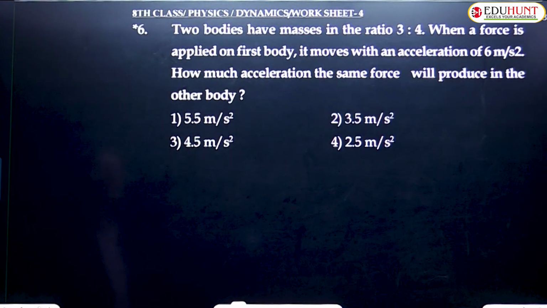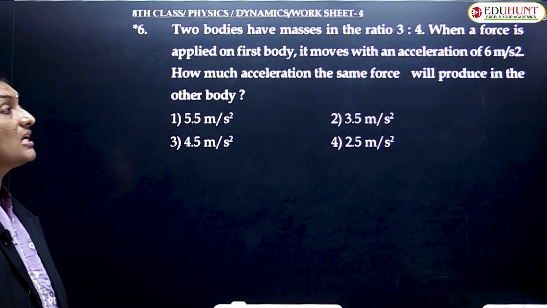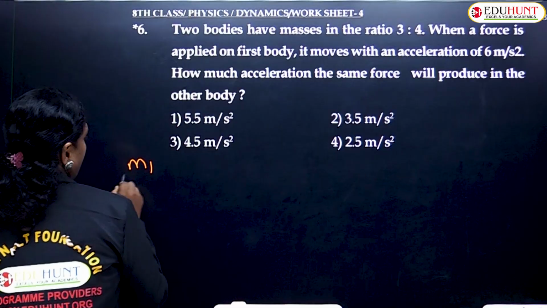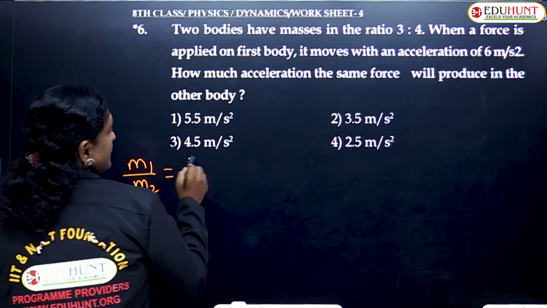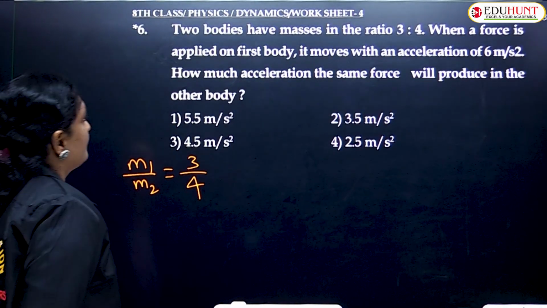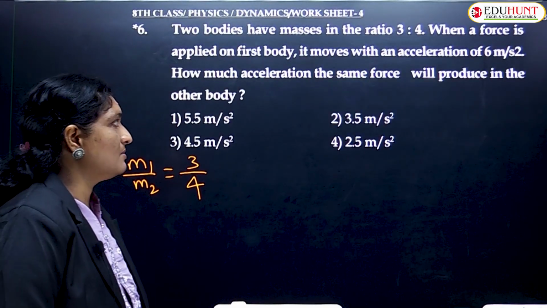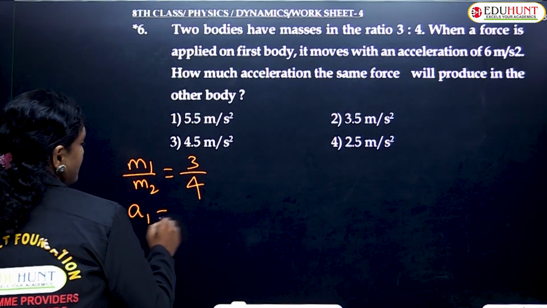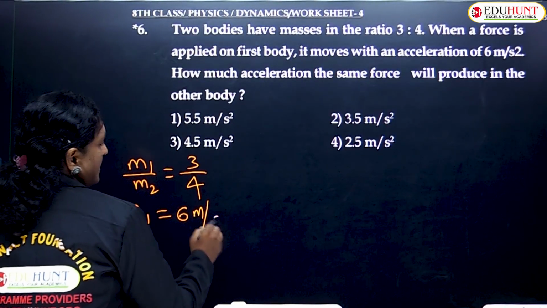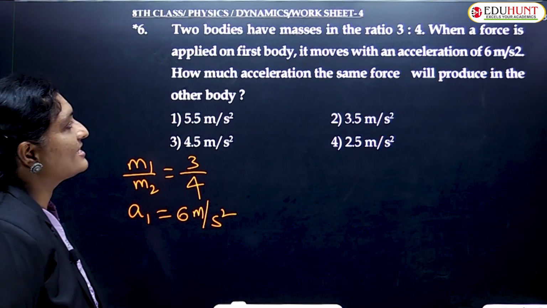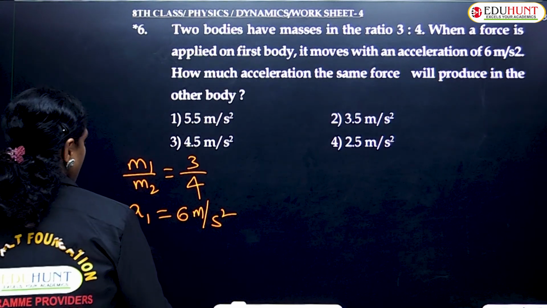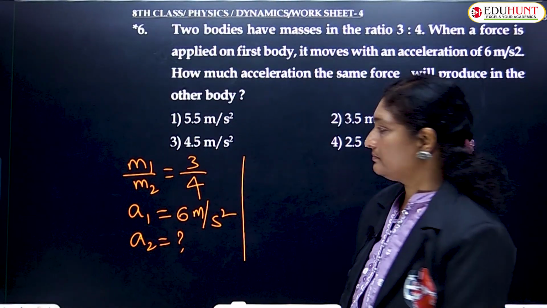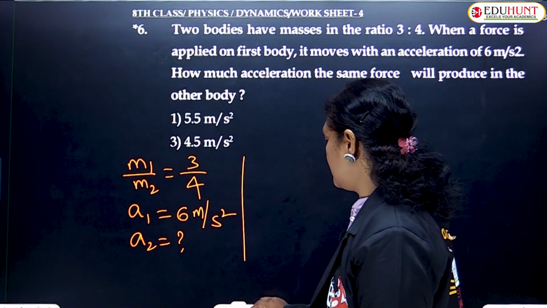So next question. Two bodies have masses in the ratio 3:4. Let me write it here. Let M1 and M2 be the masses. The ratio was given as 3 by 4. Condition 1: when a force is applied on the first body, it moves with an acceleration of 6 meter per second square. The acceleration of the first body was given as 6 meter per second square. How much acceleration will the same force produce in the other body? You are asked to find out A2. I hope the concept is clear. So let us try to discuss the same.